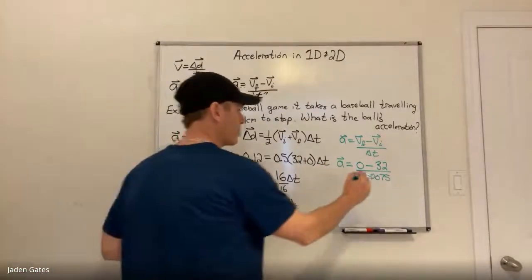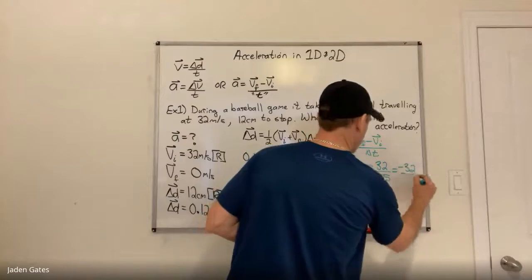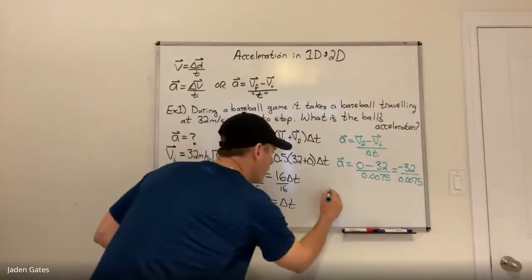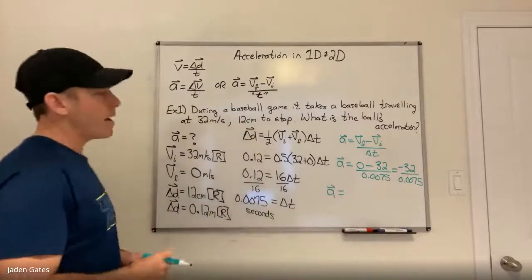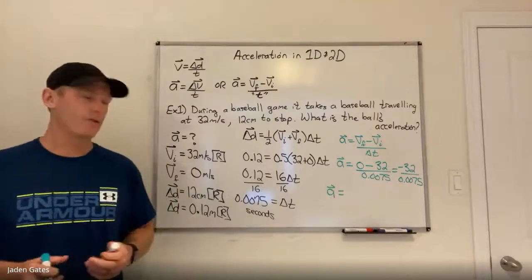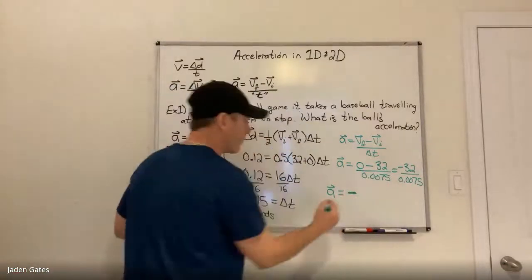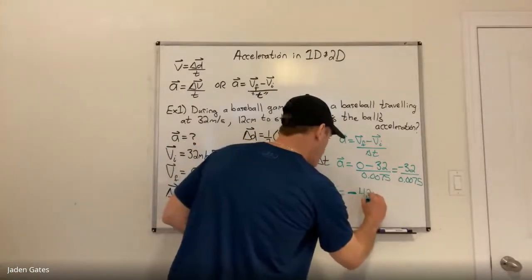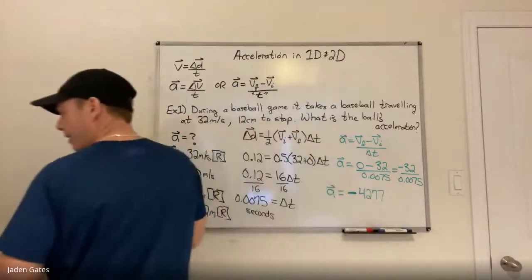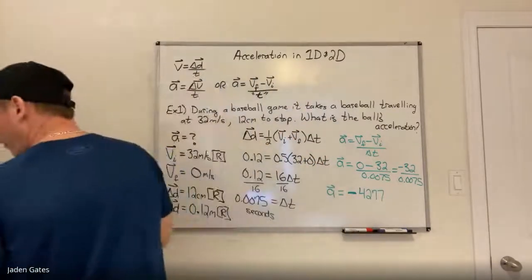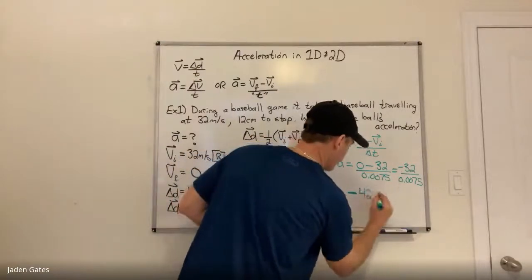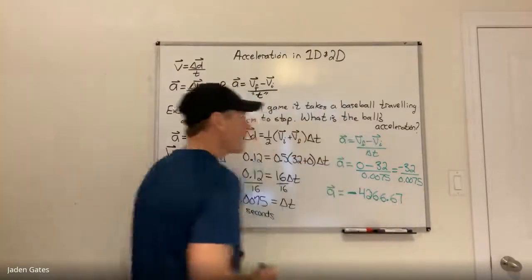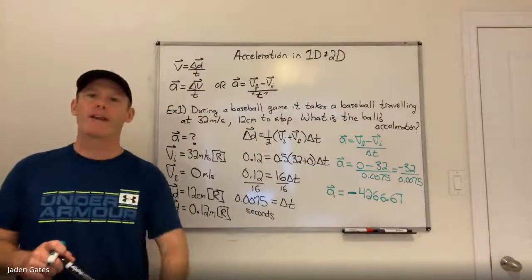Well, that's going to be negative 32 divided by that 0.0075. All right, and now I do a little bit of calculating. I take my minus 32 divided by my 0.0075. Negative divided by a positive is going to be a negative answer. And I'm getting negative 4,266.67. And now, again, acceleration is a vector.